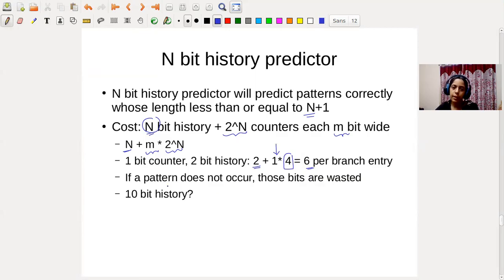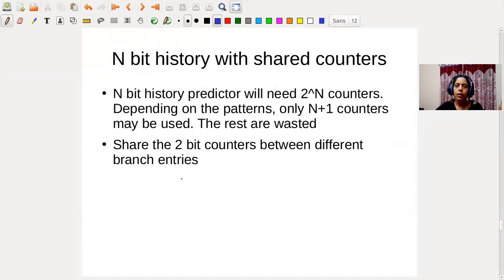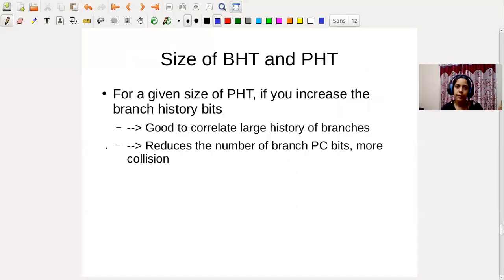So obviously, if a pattern does not occur, those bits get wasted. Like I said, although we have 2 power n counters, there might be only some patterns which are used. And if it's an n-bit history, we're going to use only up to n plus 1 counters. The rest of them are wasted. So the other idea is, instead of wasting these many counters, we can share these counters between different branch entries.